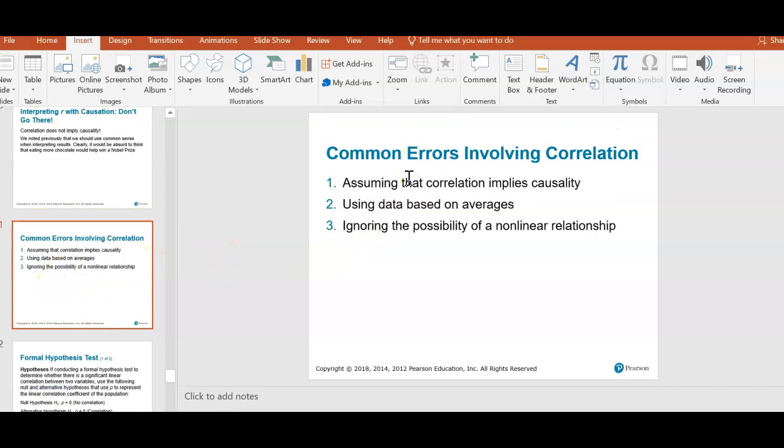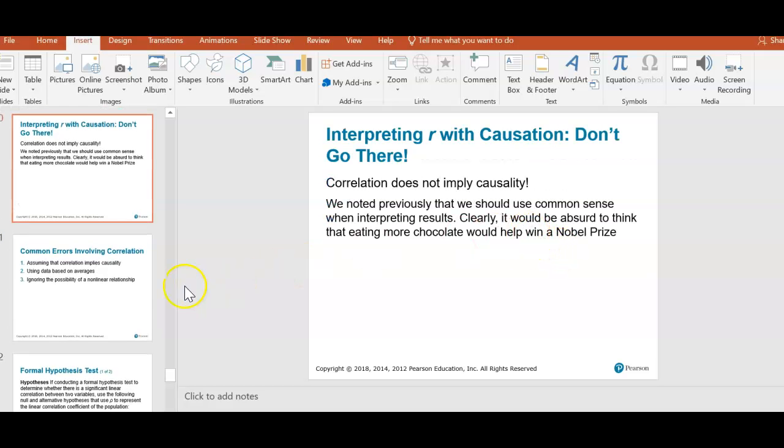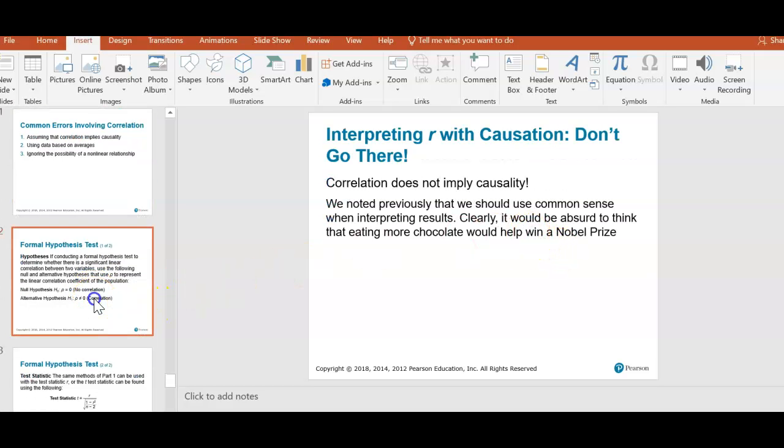So common errors that happen with this: assuming that correlation implies causality, using data that's based on averages, and ignoring the possibility of a nonlinear relationship, like, oh, look, that was clearly parabolic back there. We should have looked at that.